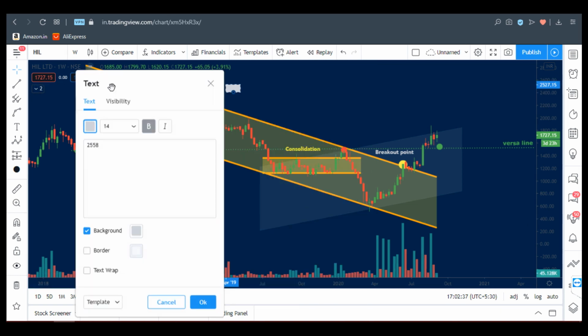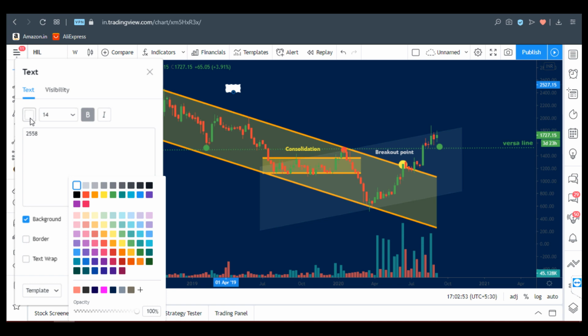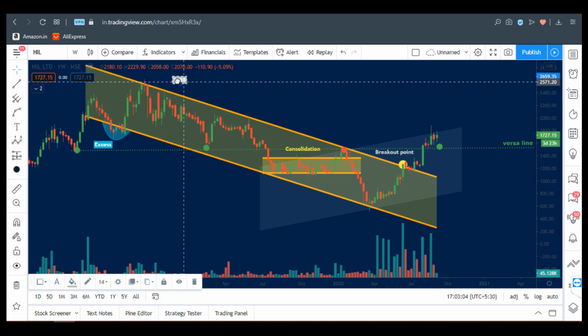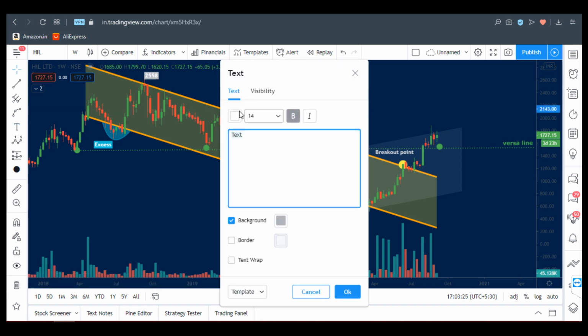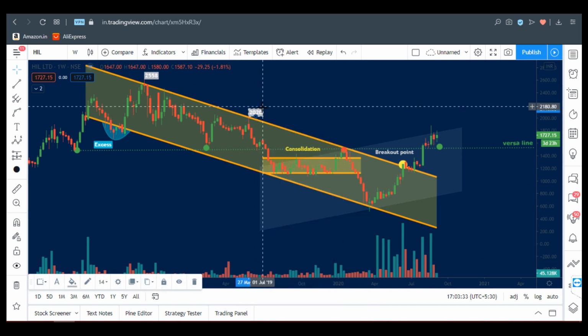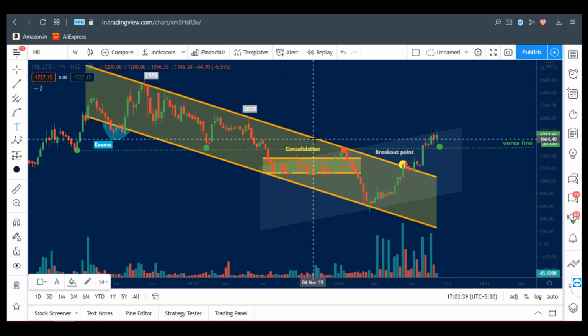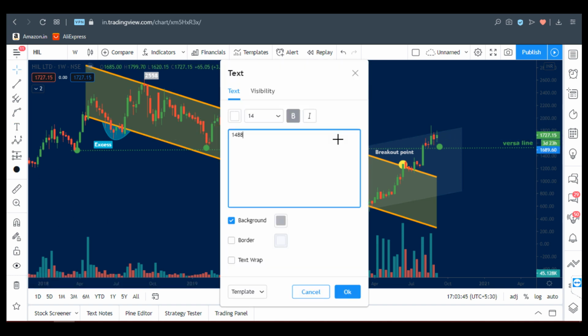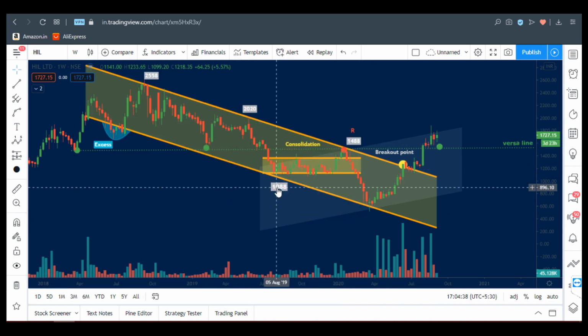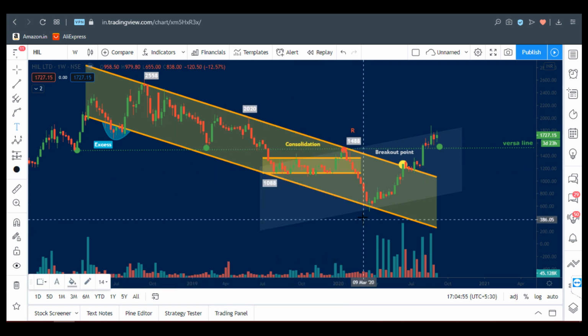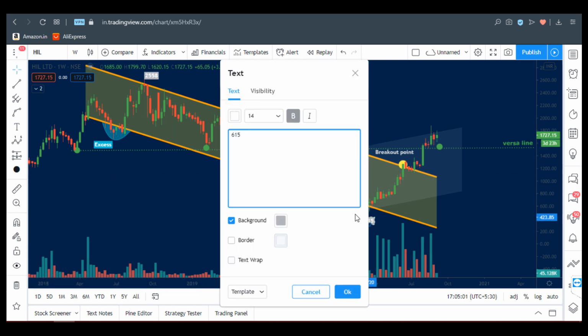Now, let us get into the resistance and support levels. Here, I'm mentioning the main resistance, which is 2558. The second resistance which I'm going to show is 2020. And the third resistance is 1488. Now, I'm going to show the main support level, which is 1088. And the most important support level is 615.